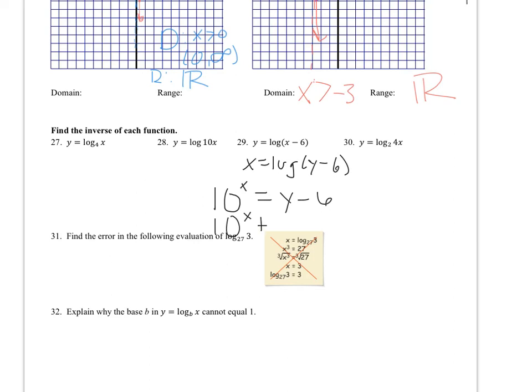10 raised to the x plus 6 is equal to y. So you flip-flop your x and y, rewrite it as exponential, and then solve from there.